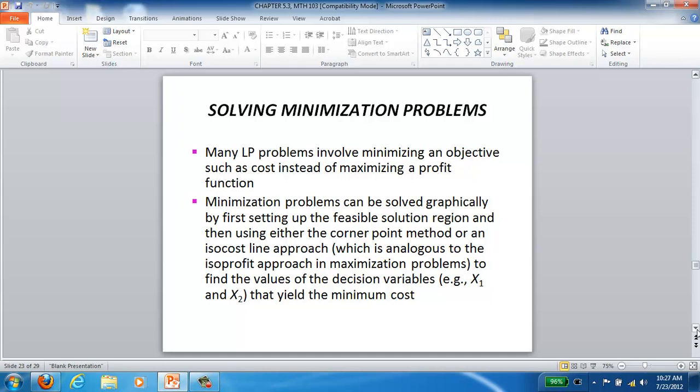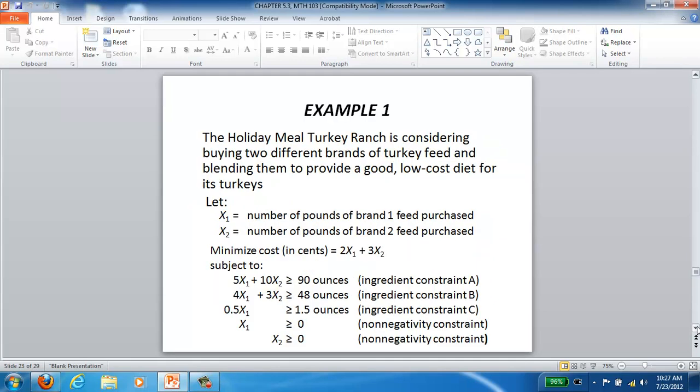Solving a minimization problem. Since our linear programming problems fall into two categories, either maximizing or minimizing, let's take a look at a minimizing problem. Most of the times we're trying to minimize cost, minimize labor in order to yield a solution to the problem. Let's take a look at the Holiday Meal Turkey Ranch, which is considering buying two different brands of turkey feed and blending them to make a low-cost diet for its turkeys.